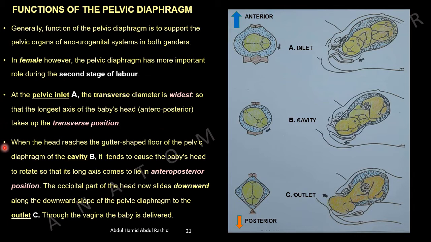So when the head of the baby reaches the gutter-shaped floor of the pelvic diaphragm of the cavity, that is B, you can see there, it tends to cause the baby's head to rotate so that its long axis comes to lie in anteroposterior position. As you come down, it rotates slowly so that when it comes to the outlet, it is now anteroposterior position, through which then the baby will come out and deliver through the vagina.